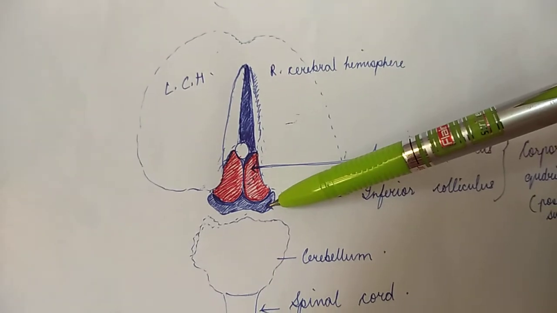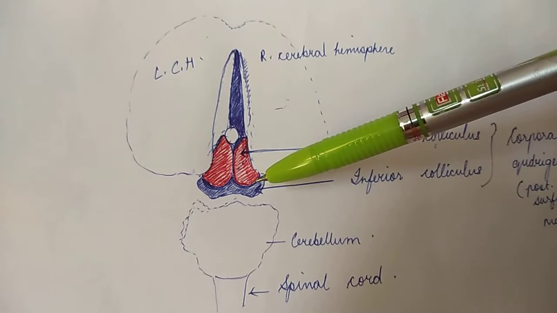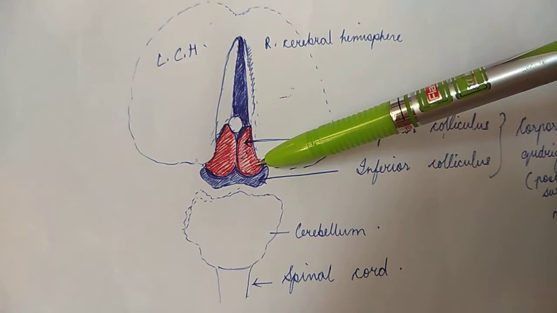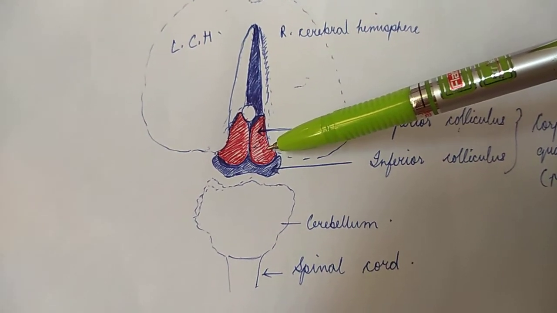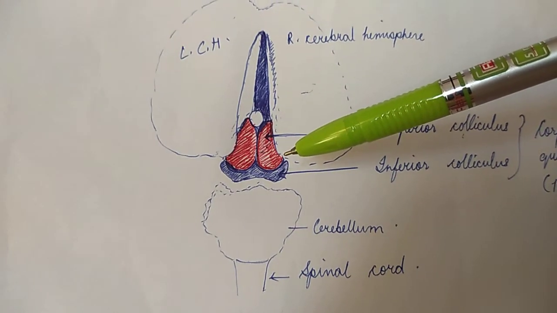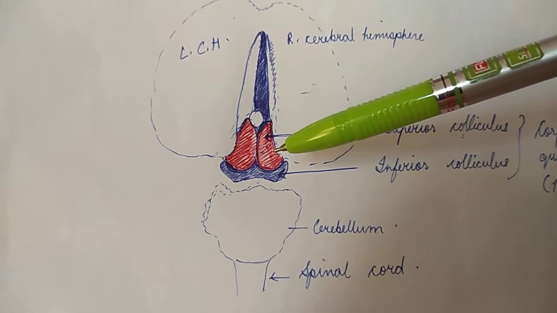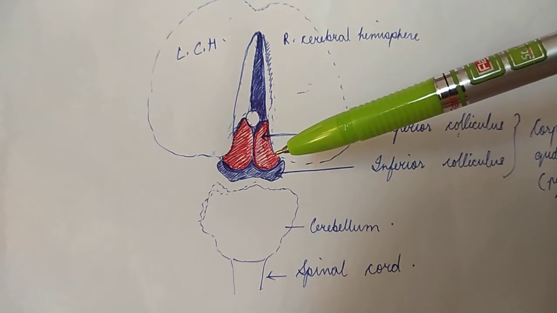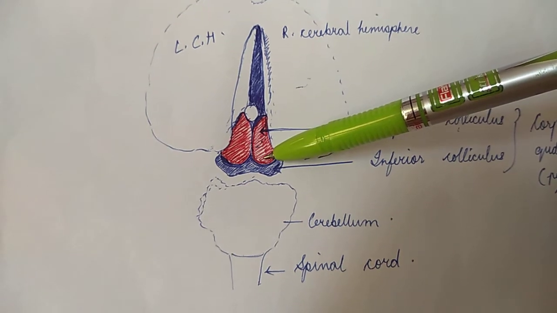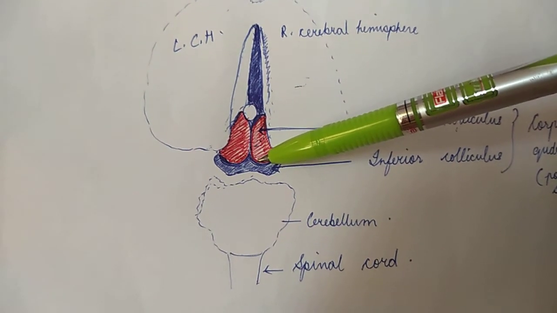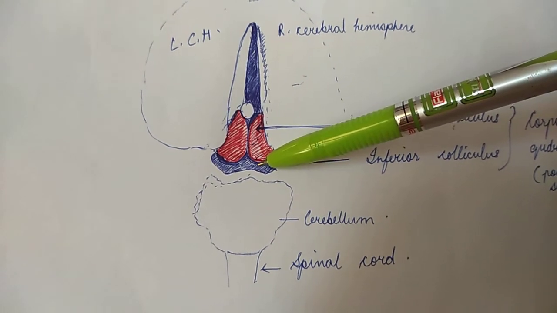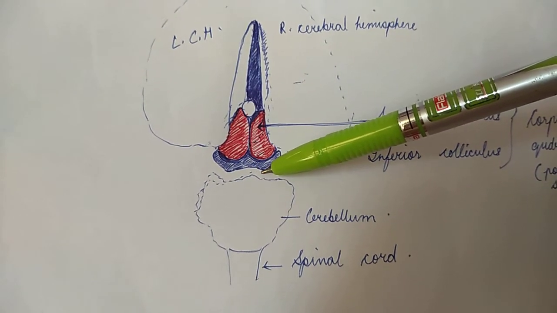The pair which is superior is called the superior colliculi, and those present just below them are known as the inferior colliculi. Superior colliculi receive sensory impulses from the eyes and muscles of the head and control visual reflexes. For example, they control and coordinate the movement of the head and eyes to fix and focus on an object. The inferior colliculi receive sensory impulses from the ears and the muscles of the head and control auditory reflexes, such as the movement of the head to locate and detect the source of sounds.